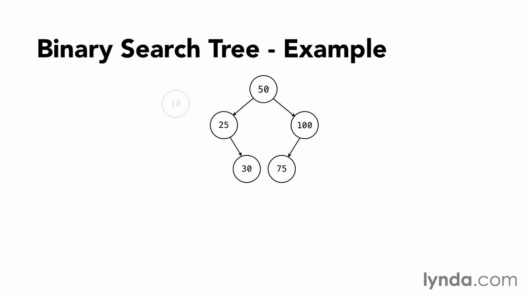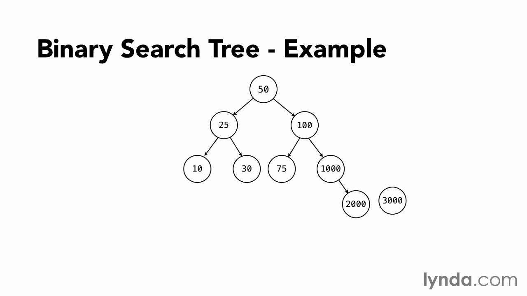Let's add a smaller value. We'll add the number 10. We'll compare it to the root. It's less. We'll go down and compare it to the value on the left-hand side. Well, it's less than that as well. We go down again and we'll put it on the left-hand side of the 25 node. Adding some larger values like 1,000, well, that's going to be added as the right child of the right child. We add the number 2,000. It's on the right all the way down. We add the number 3,000. That's going to be on the right all the way down again.